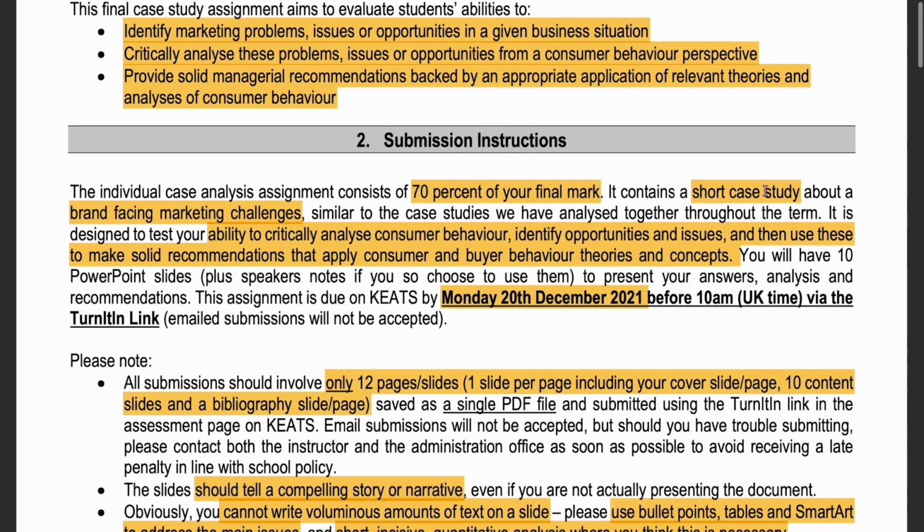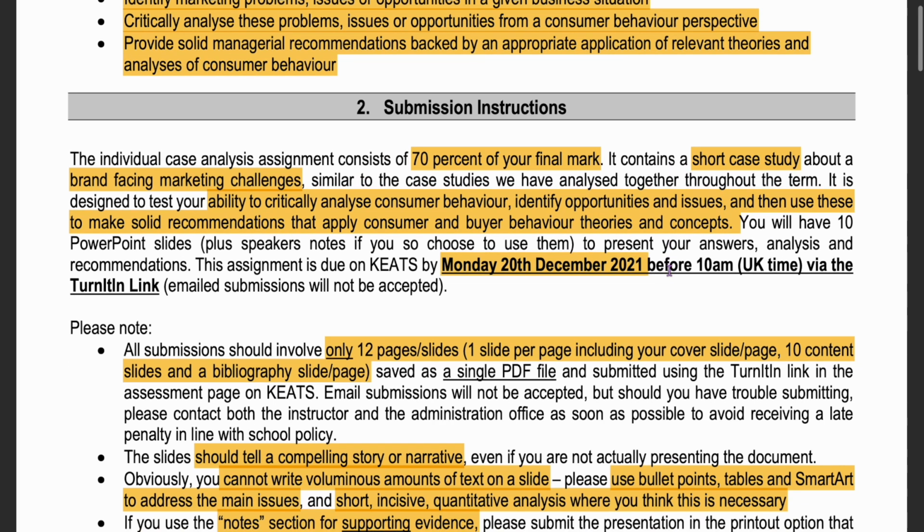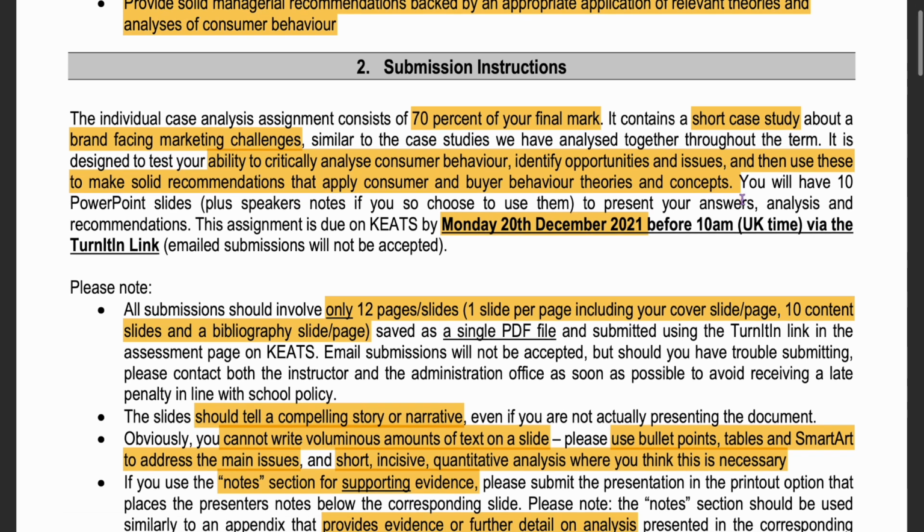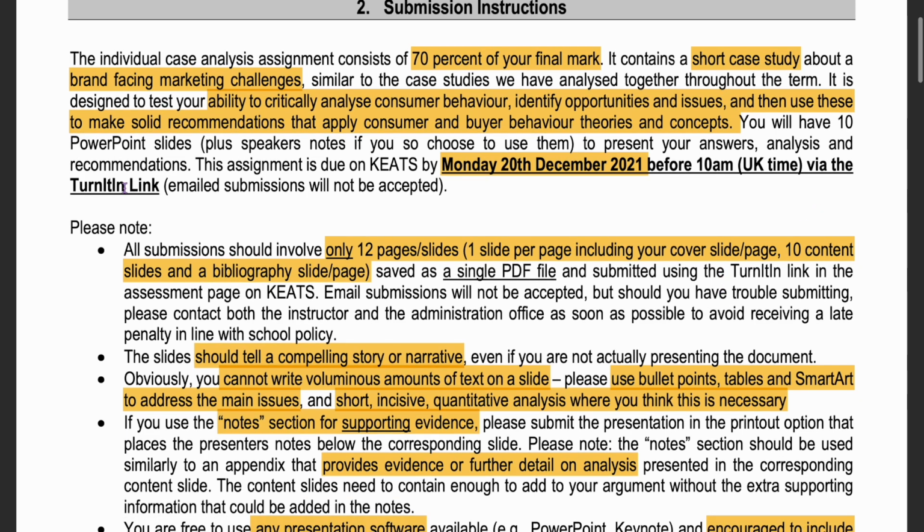It contains a short case study about a brand facing marketing challenges, similar to the other case studies they had taught us in class. It is designed to test your ability to critically analyze consumer behavior, identify opportunities and issues, and then make solid recommendations that apply consumer and buying behavior theory and concepts. So this is basically the background, and then there is the deadline given.